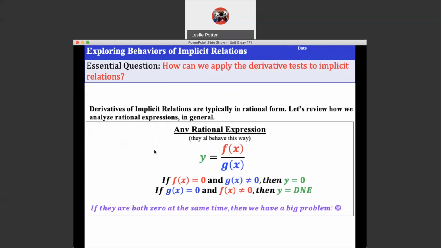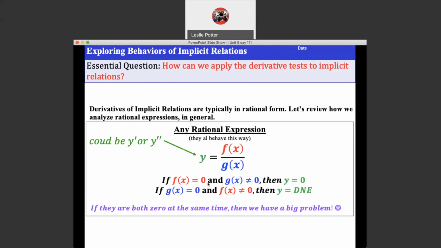So before we jump into looking at some problems, we want to revisit a real general idea here, that when we do implicit differentiation, we typically get a derivative that has a rational form. So here's this general idea of what a rational form looks like, right? Rational form is a fraction. And so just in real general terms, any rational expression is going to behave this way. And that's going to help us determine tangent lines. So keep in mind that this y here could be y prime or y double prime. It's just something that represents this rational expression.